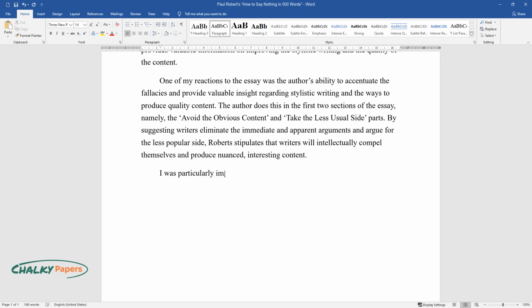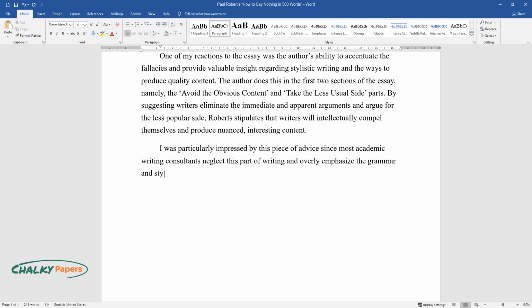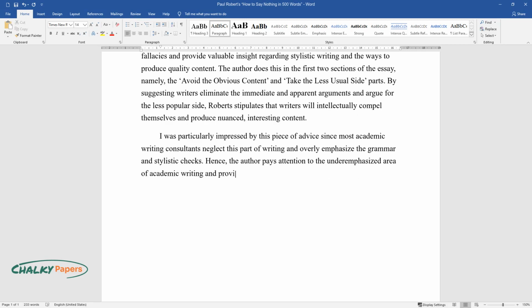I was particularly impressed by this piece of advice since most academic writing consultants neglect this part of writing and overly emphasize the grammar and stylistic checks. Hence, the author pays attention to the underemphasized area of academic writing and provides valuable recommendations on content generation.